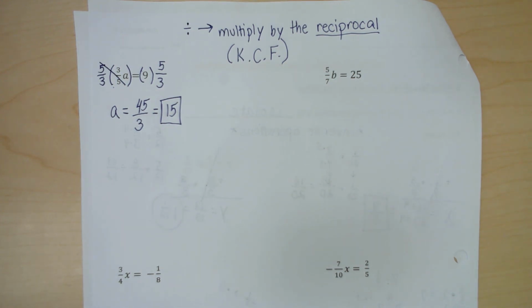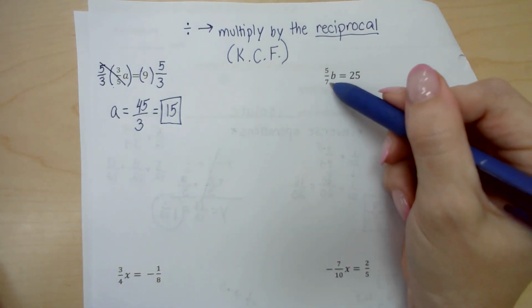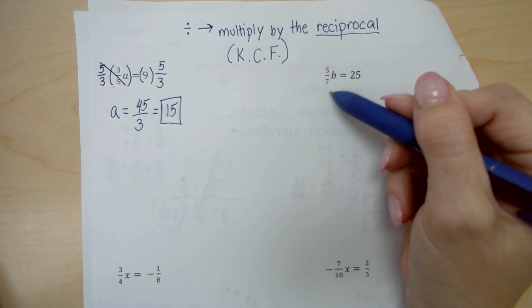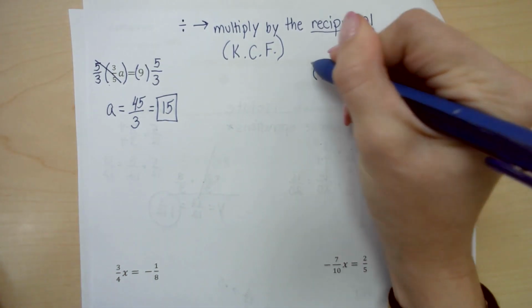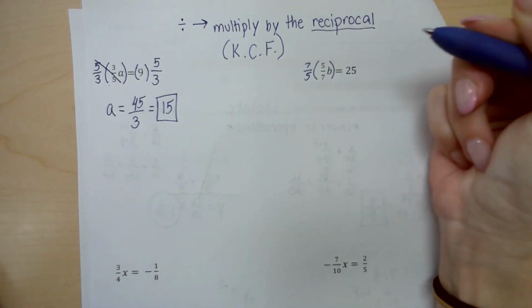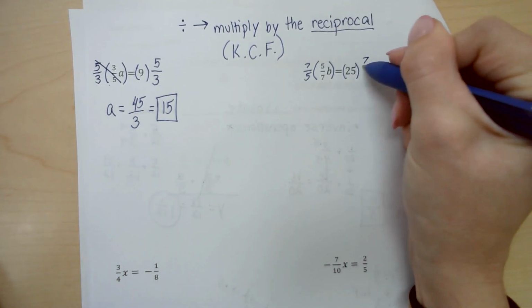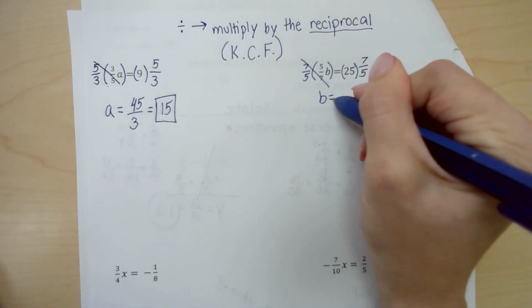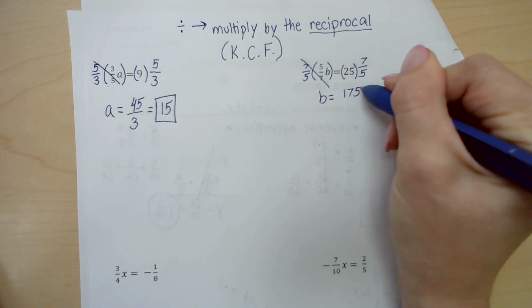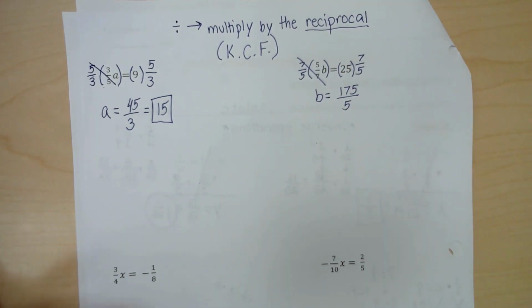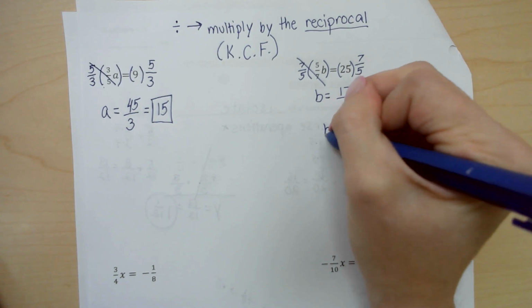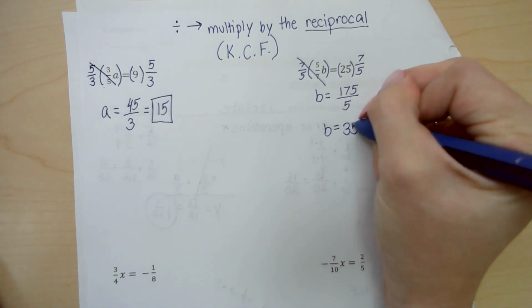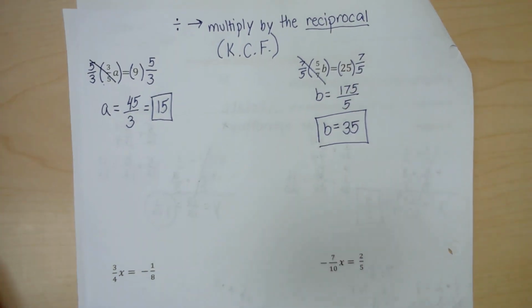Now, if you've already done it and you pressed play and are ready to check it, let's do that together. So if we have 5/7 times b, then to divide that, we're going to multiply by the reciprocal. So we're going to multiply both sides by 7/5. And we get b equals 175/5. Now when we do our division, that gives us b equals 35.